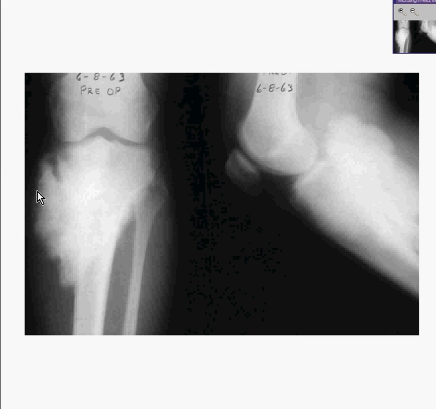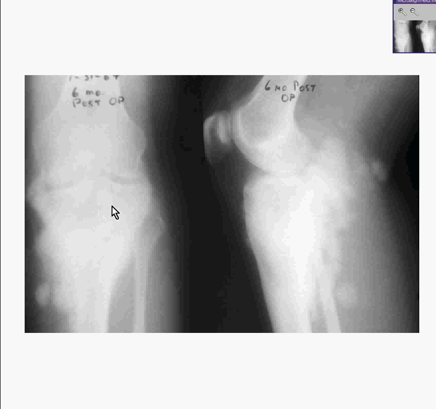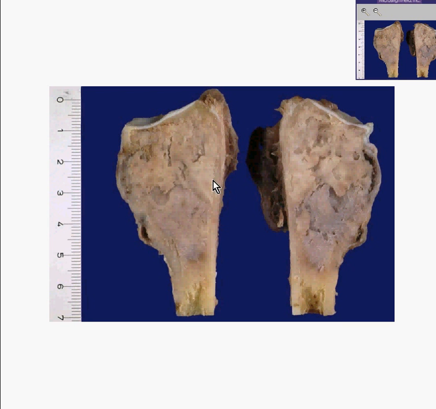is not involved either. Here's another x-ray in which you could see once again not only the fact that there is destruction of this proximal tibia, but you could see separate metastatic lesions away from the primary area as well. And here is the gross specimen.